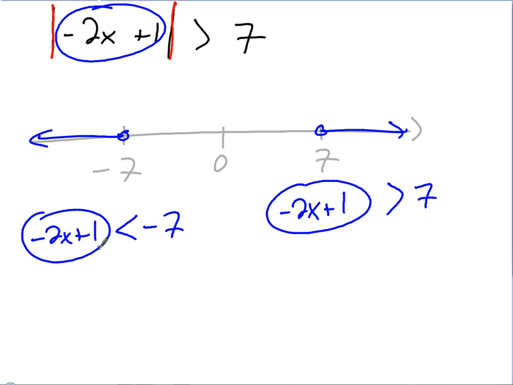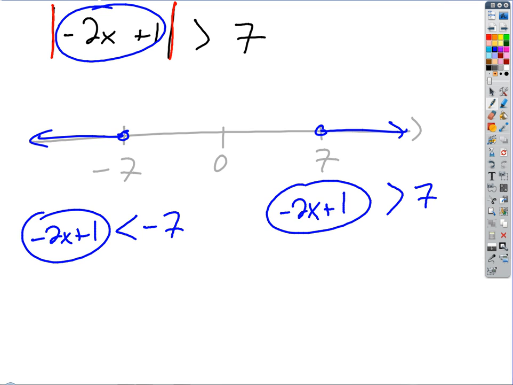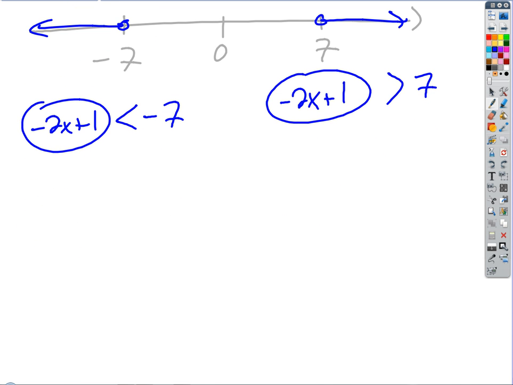Now we've just got to solve those for x, because we don't want to know what numbers are in the bubble. We want to know what values of x will work here, right? So then the last step would just be to isolate x in both cases. And the algebra steps are going to look pretty familiar. What do we do to get the x by itself in both cases? Subtract 1. So let's do this one first. So negative 2x is less than negative 8.